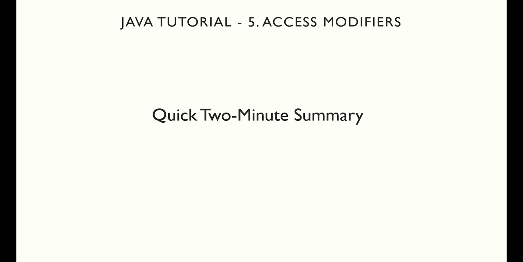Let's recap with a quick 2-minute summary. Two types of modifiers in Java: access modifiers and non access modifiers. Access modifiers are used to indicate the visibility in Java. It specifies the accessibility or scope of a field, method, constructor, or class. We can change the access level of class, constructor, method, or variables. There are four types of access modifiers in Java: public, protected, private, and default.